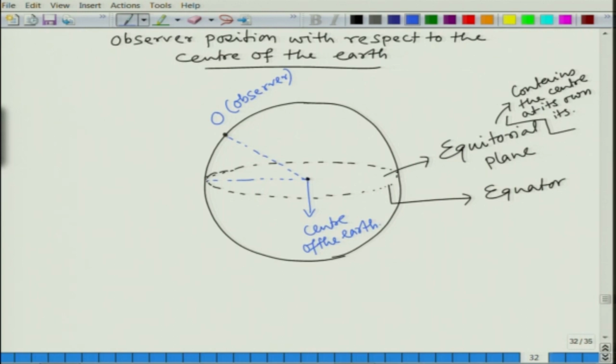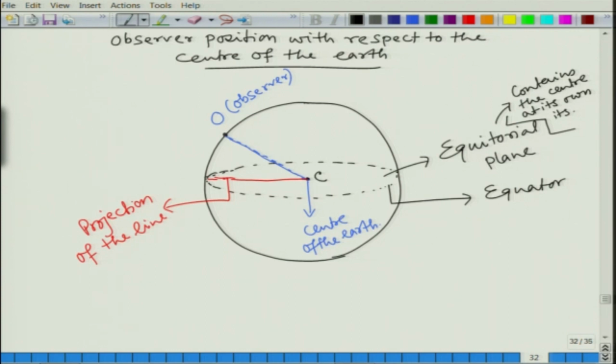Okay. Now, you just join the observer position to the center of the earth. Let me delete this and use a different color. So, now you project this line. Sorry, let me name the center of the earth as C.